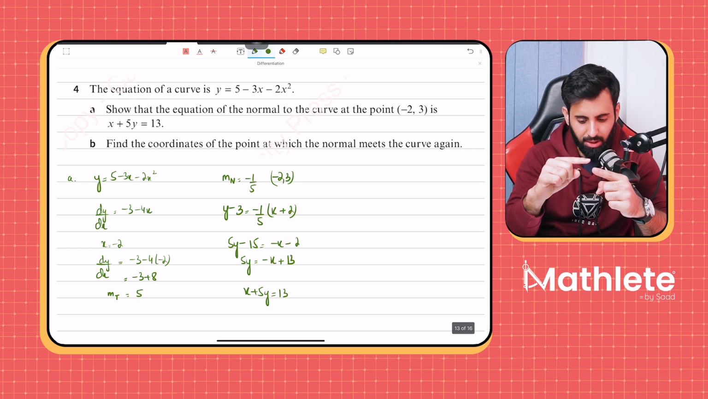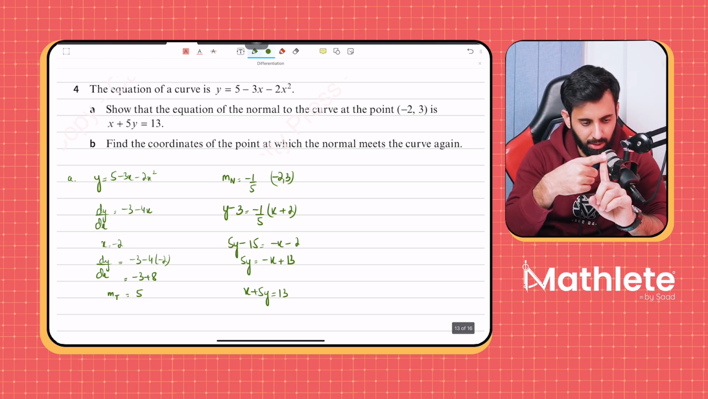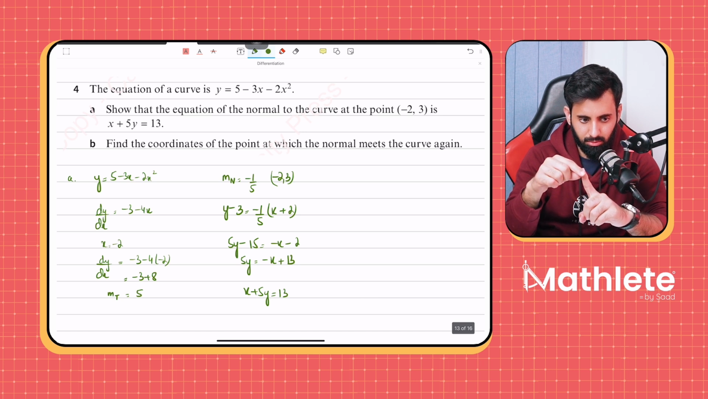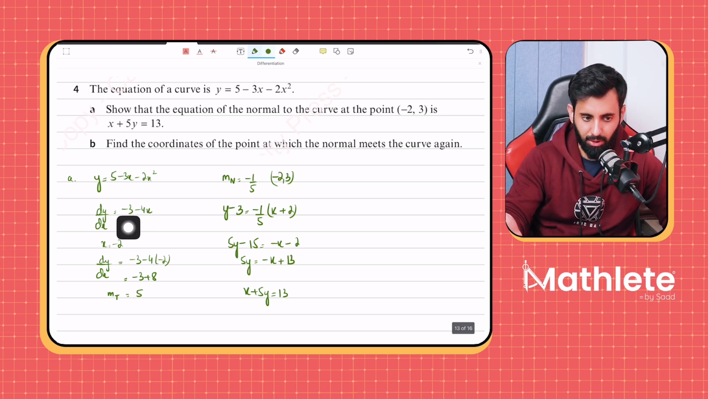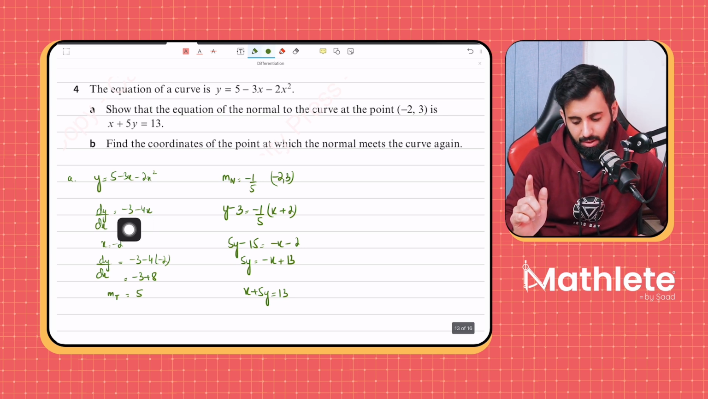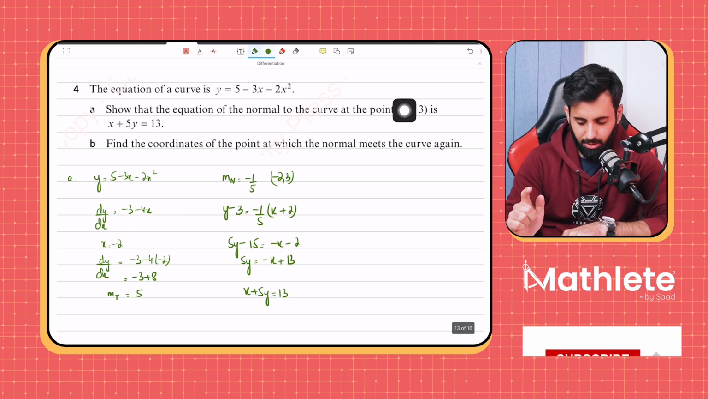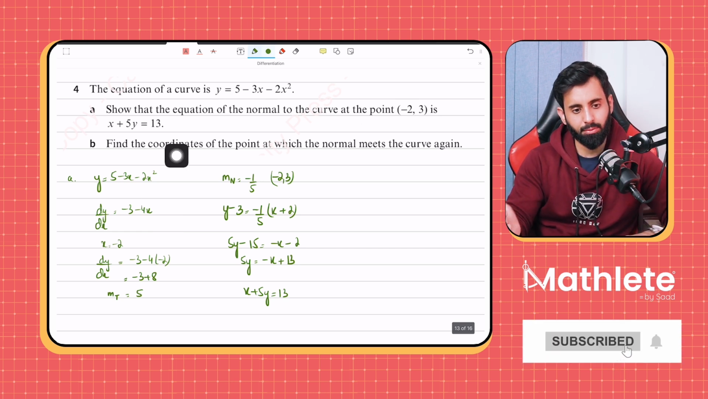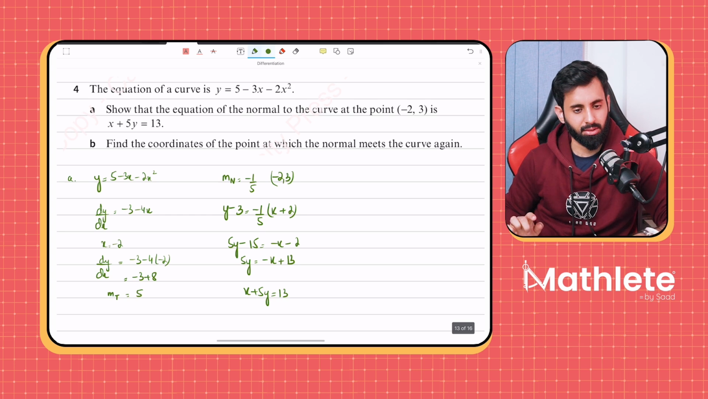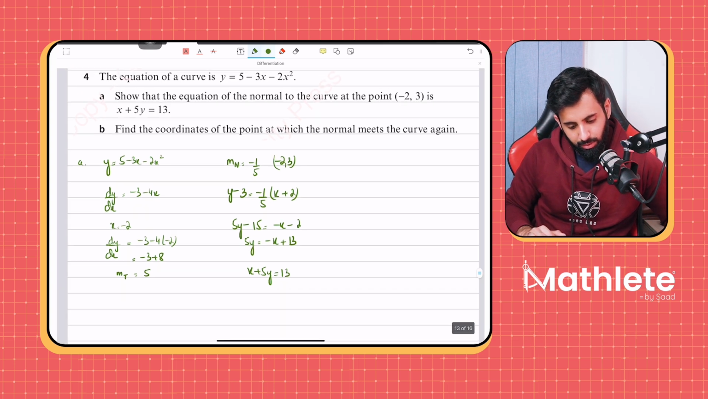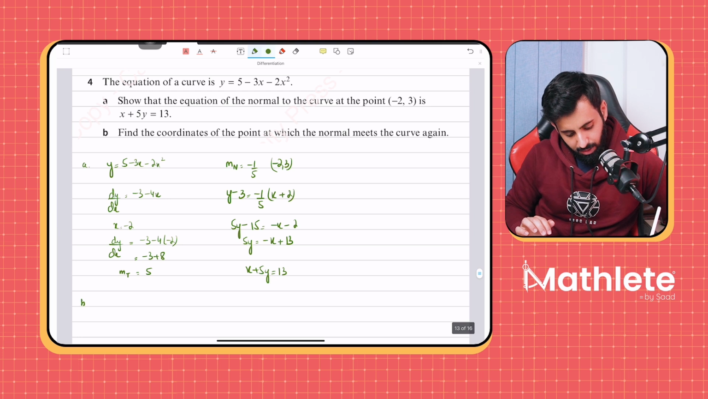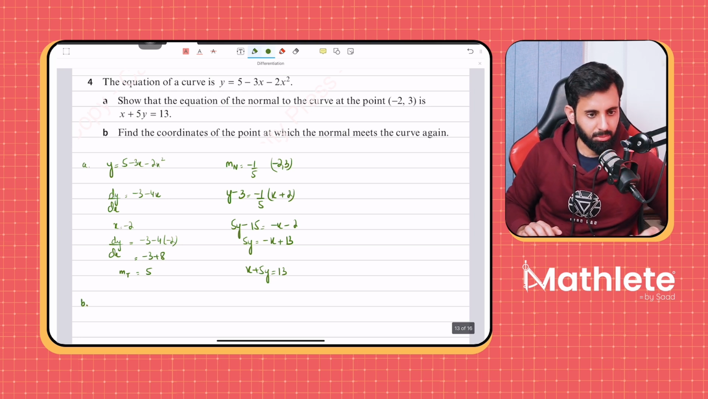When you differentiate, you get dy by dx. Dy by dx is in terms of what? This expression. It's in terms of x. So there is no dependency on the y coordinate. It's possible that you may just be given the y coordinate, which means now you need to plug in the y coordinate to find the x coordinate. But ultimately, what you need is the x coordinate, as far as finding the gradient is concerned. Now, part B. Read part B and tell me what comes to mind.